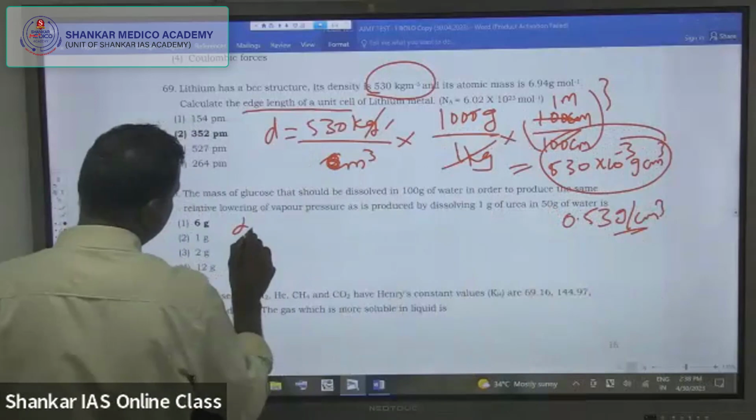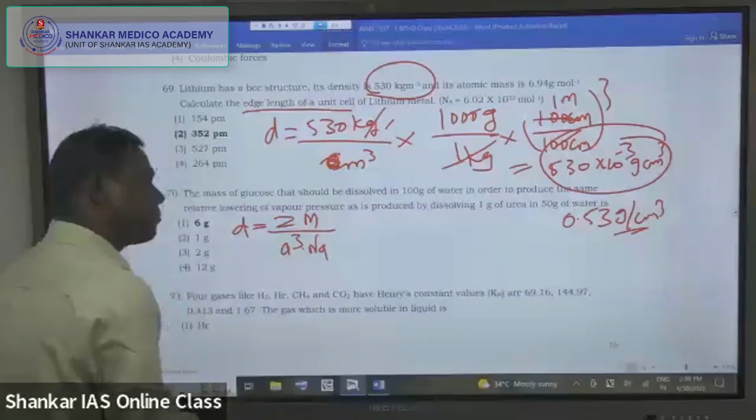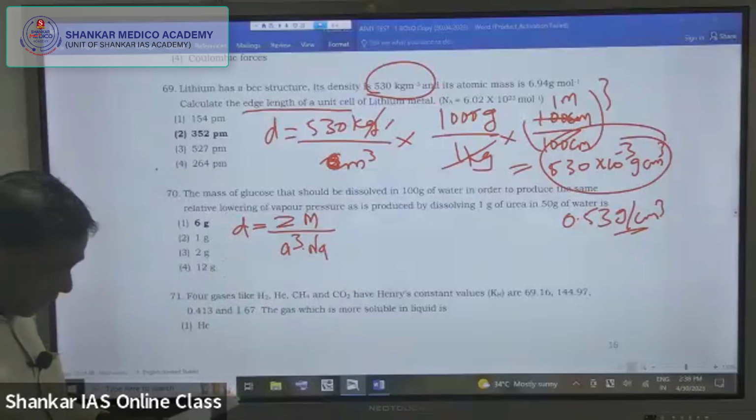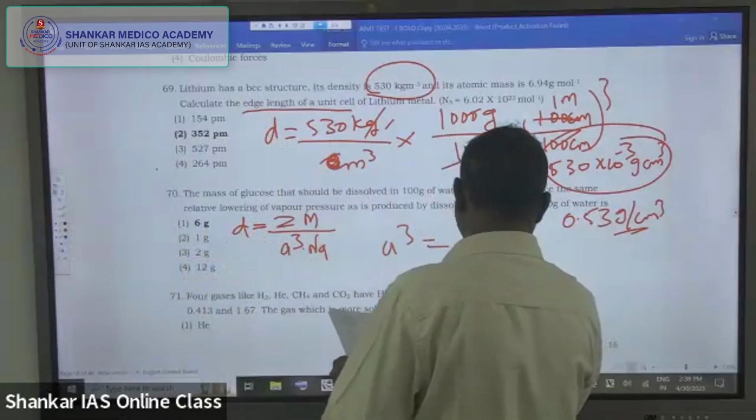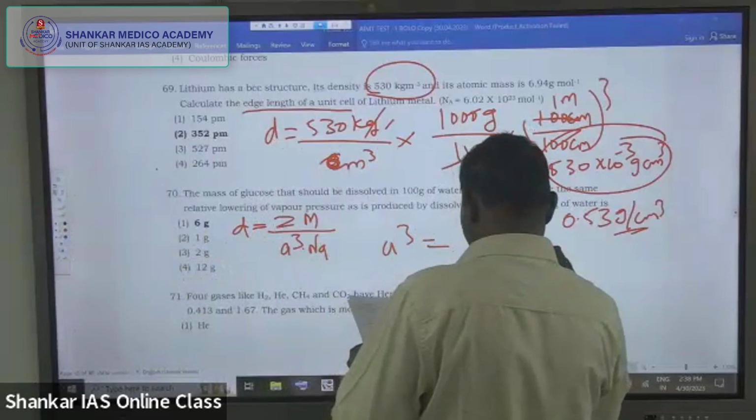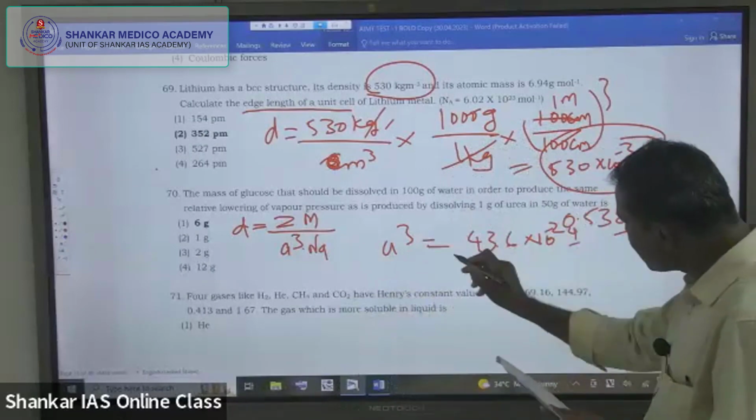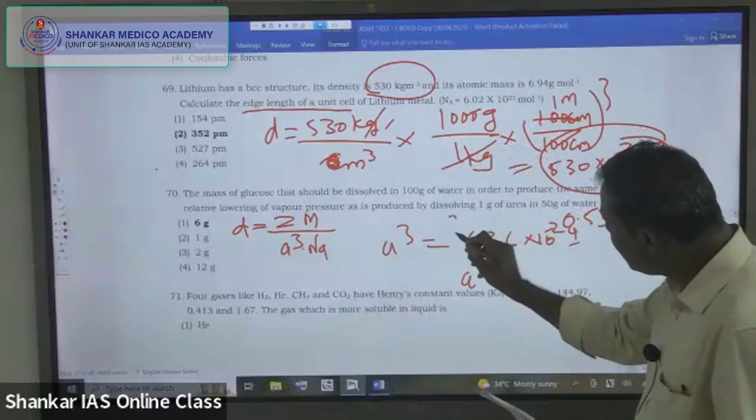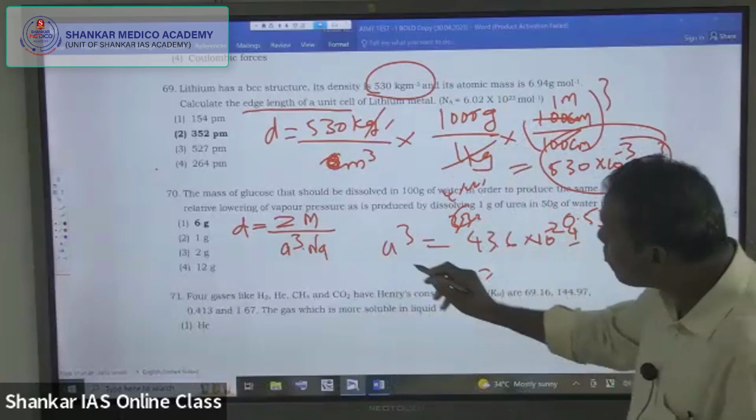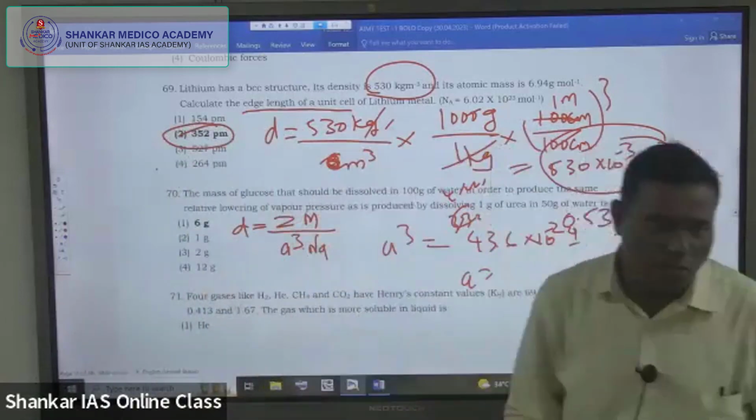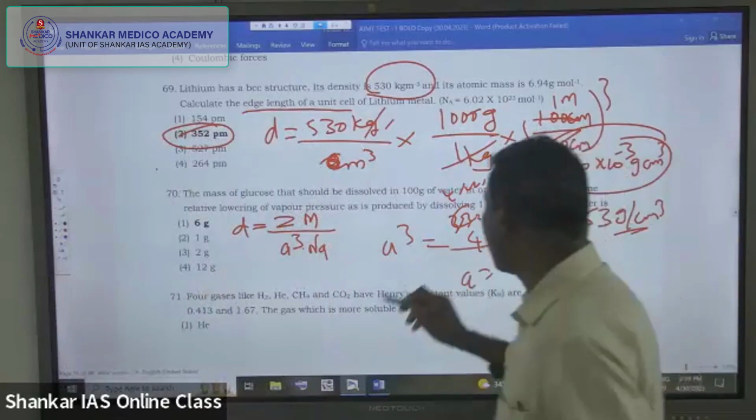So density is equal to Z M divided by a cube and Avogadro number. If you put everything and rearrange, finally a cube is actually 43.6 into 10 to the power of minus 24. This is a cube. For a, you can see that 3 into 3 into 3 is 27, 4 into 4 into 4 is 64, but it should be in between. So the choice is 352. You don't need to go for too much expansion of centimeter to meter, meter to picometer. No need. This is the way you save time.